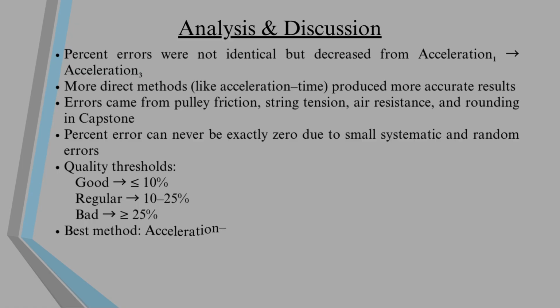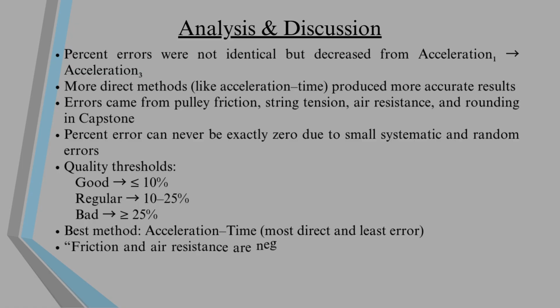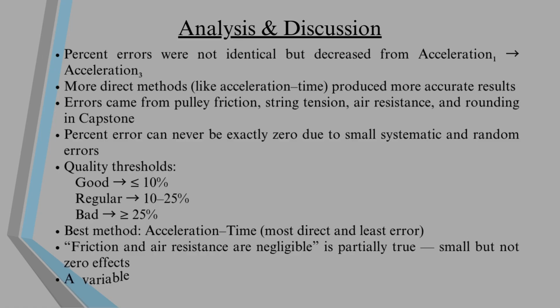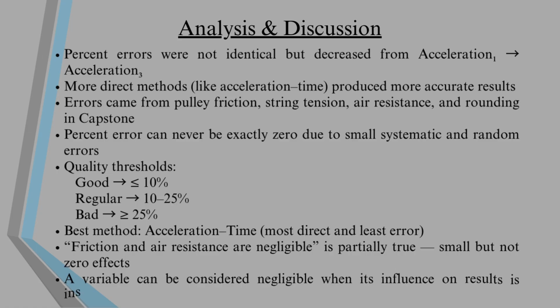Quality thresholds: good was less than or equal to 10%, regular was 10 to 25%, and bad was greater than or equal to 25%. Best method: acceleration time. Friction and air resistance are negligible is partly true, small but not zero effects. A variable can be considered negligible when its influence on results is insignificant compared to the main forces.